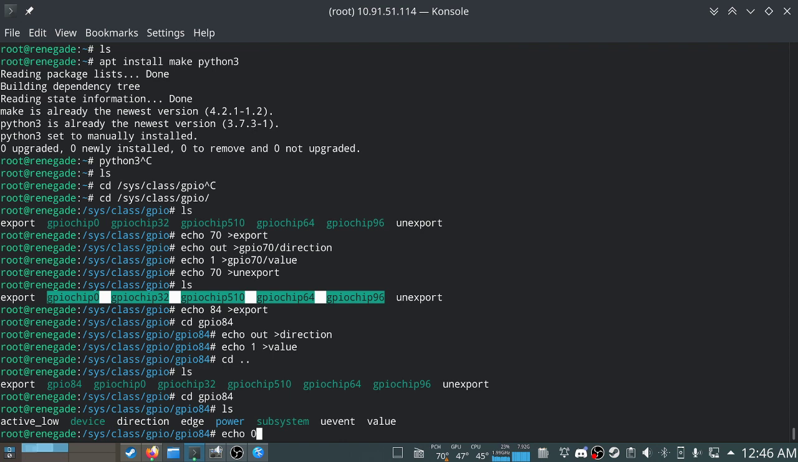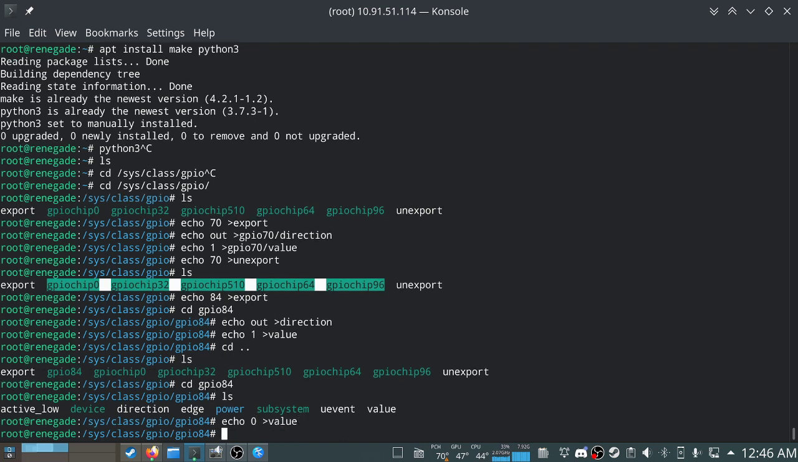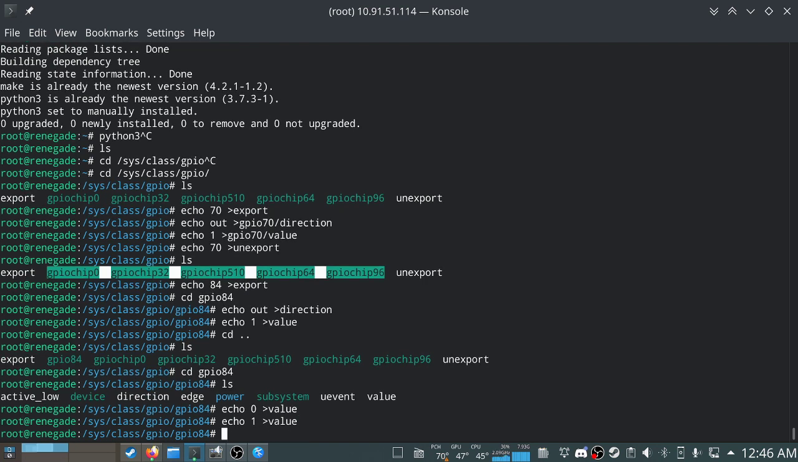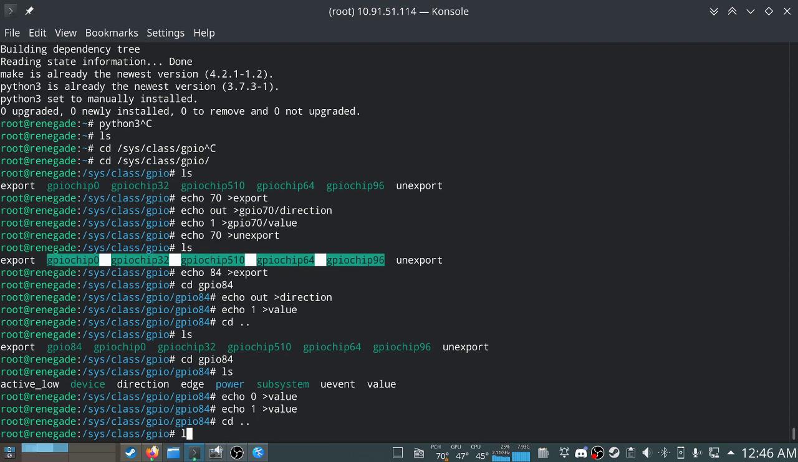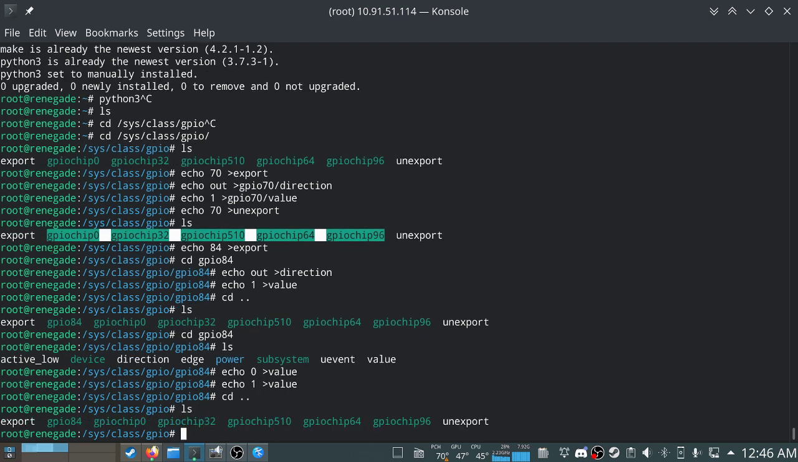You echo 0 into value, as you would, and you echo 1 into value again if you want to turn it on. You can set to input or output. So it's the standard sysfs scheme, but they got these weird GPIO chips. Luckily, you don't have to interface with them. Normally most Linux systems have a GPIO chip something in there. There's normally only one. There's normally not 1, 2, 3, 4, 5.